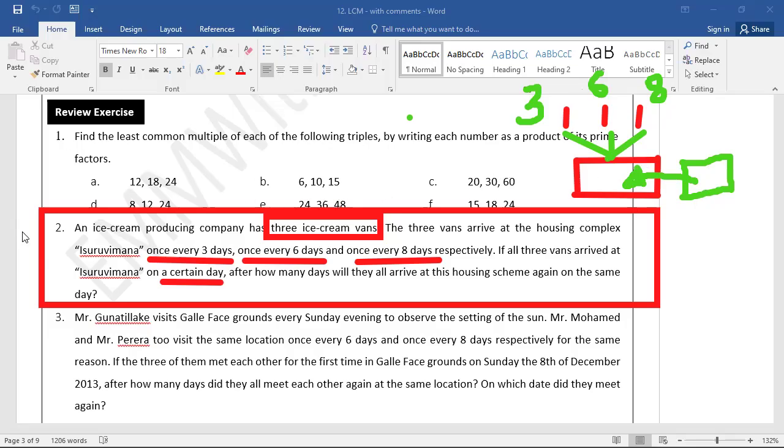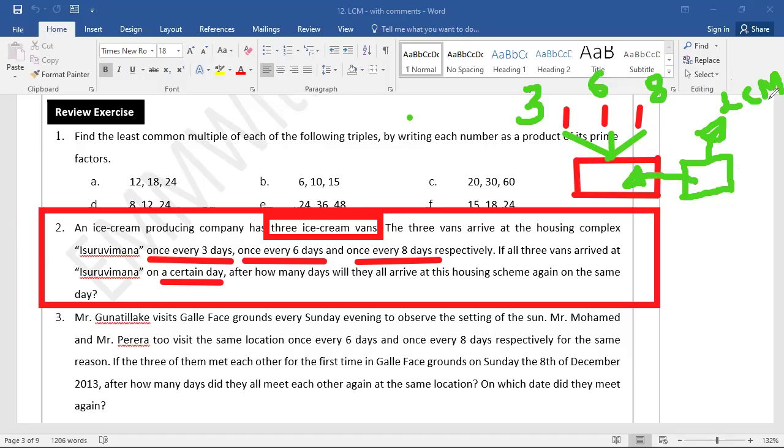Normally I will explain this, but first of all, I will tell what is to be done in order to get the answer. Here you have 3 days, 6 days, and 8 days. If you find the LCM, that should be the common day. The LCM should be the common day that you are looking for.